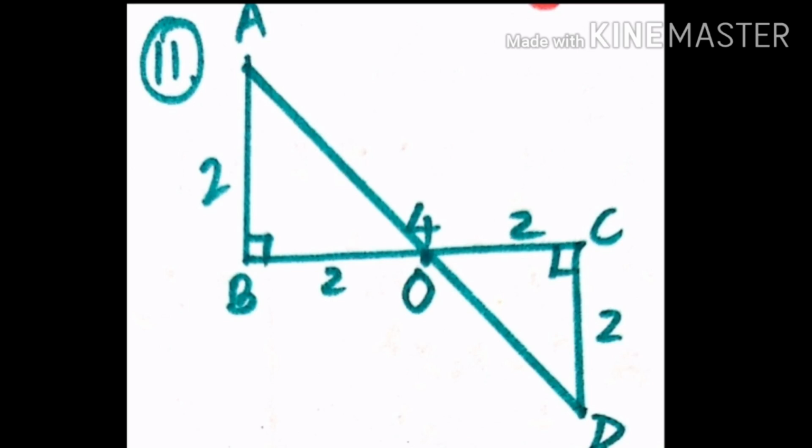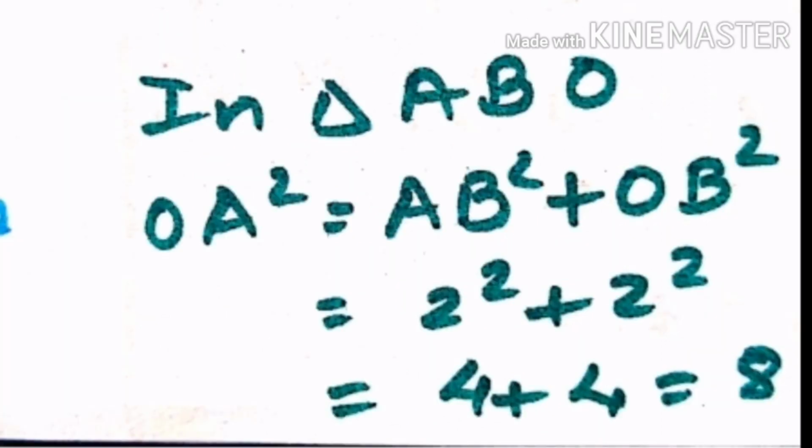But when we draw AD, it will bisect BC at O. So that OB part is 2 and OC part is 2, which I have shown in the figure, you can see, and that angle ABO is also 90 degrees and angle OCD is also 90 degrees. So here we are forming two right angle triangles in such a way, and now we will find our third side using Pythagoras theorem.